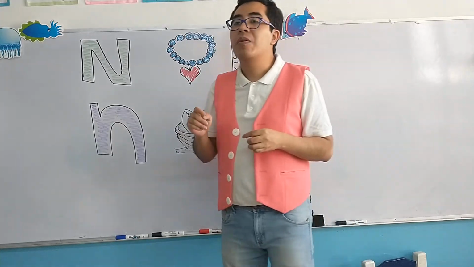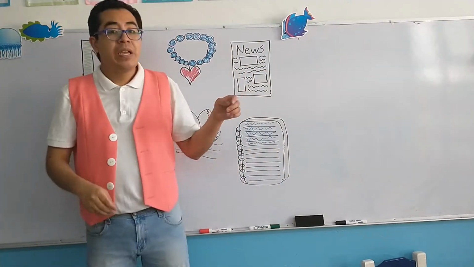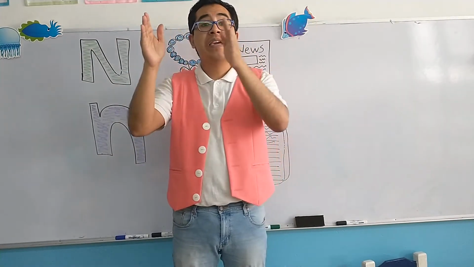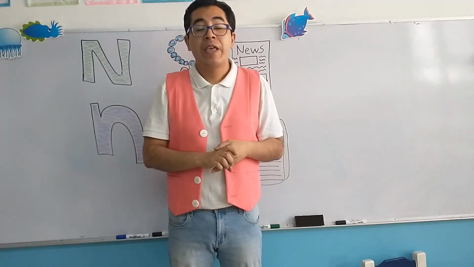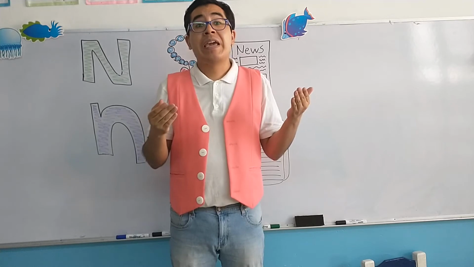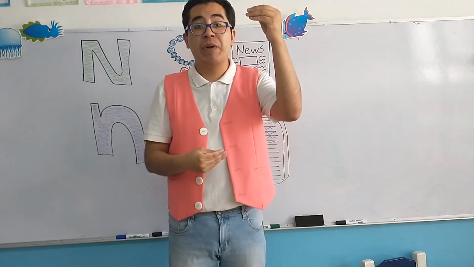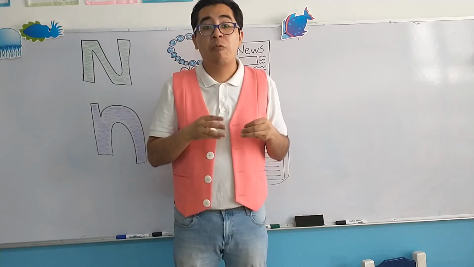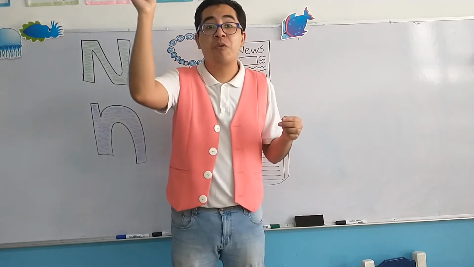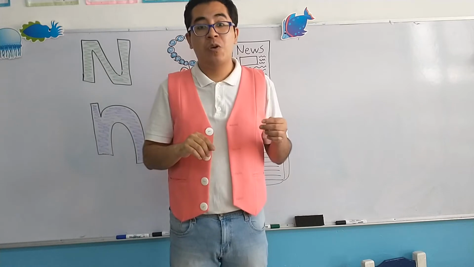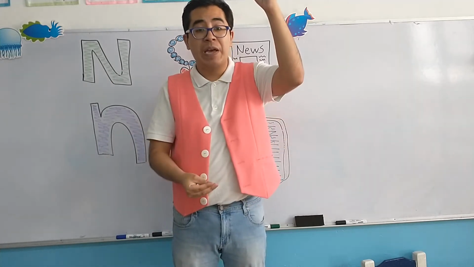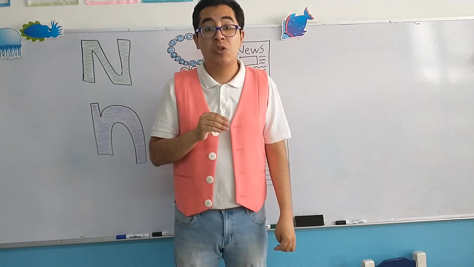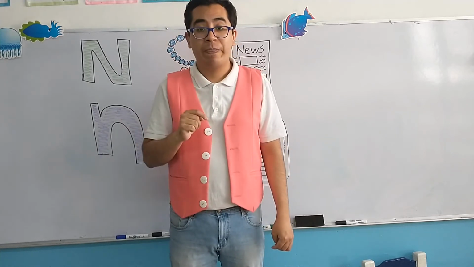Let's continue with the second object. Newspaper. The word newspaper in Spanish, periódico. And the newspaper is an object which is made of paper that contains information about what is happening around the world. Un periódico es un pedazo de papel que contiene información acerca de lo que está sucediendo en todo el mundo, ¿ok?